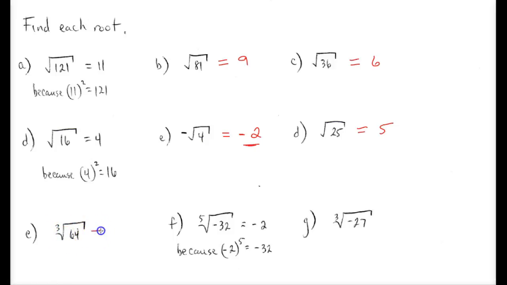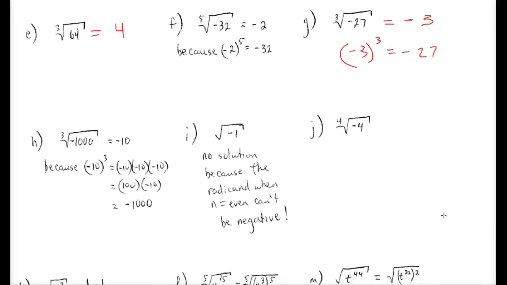For E, we see that we have the cube root of 64, meaning what number can we multiply times itself 3 times to get 64? The answer to that will be 4. Okay. The fifth root of negative 32 is going to be negative 2, because negative 2 multiplied times itself 5 times is negative 32. And so the cube root of negative 27 is negative 3, because again, negative 3 raised to the third power, or negative 3 multiplied times itself 3 times, is negative 27.